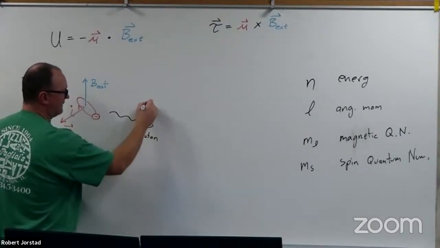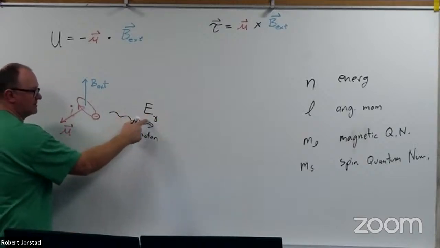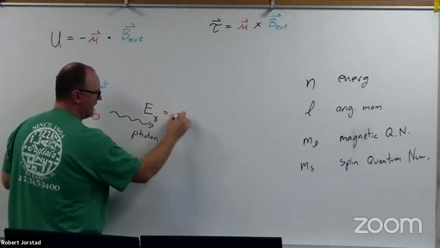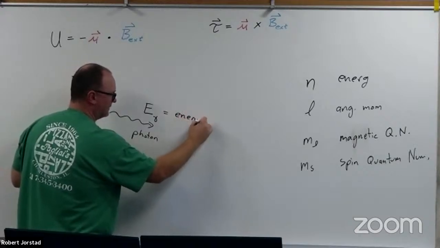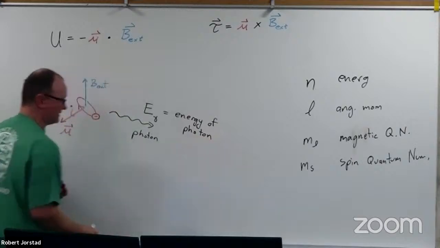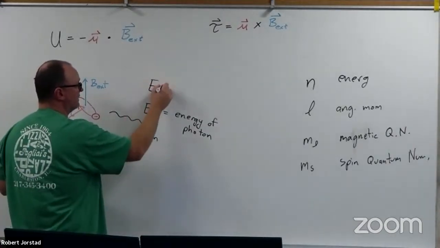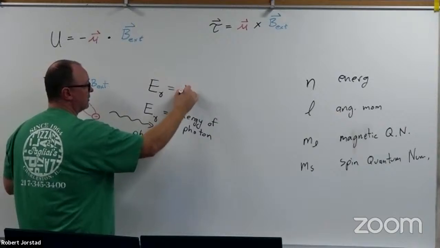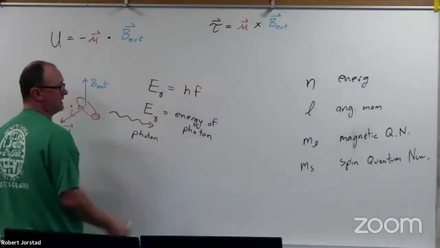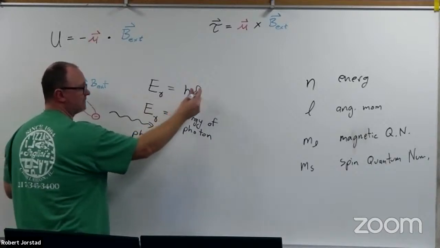So, and that photon might have energy. So you're going to see me write E subscript gamma for the energy of photon. That's light, right? So there's some energy associated with the light that leaves. Now, as we'll learn soon enough, the energy of a photon corresponds to its frequency and a constant. So the energy of a photon is directly proportional to its frequency.